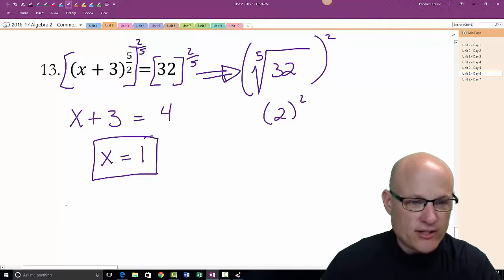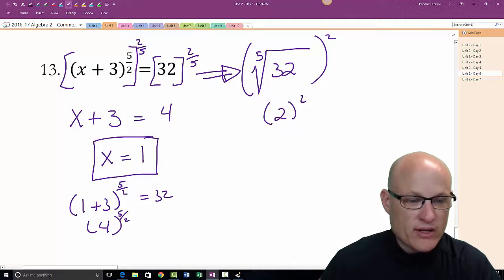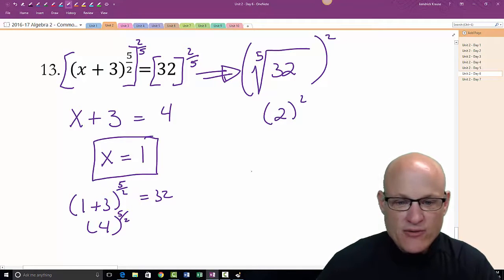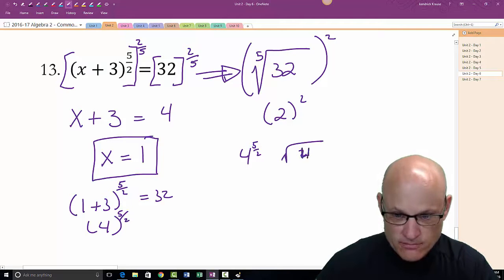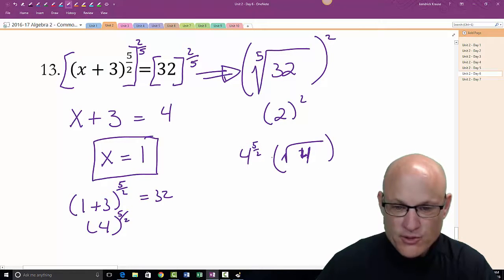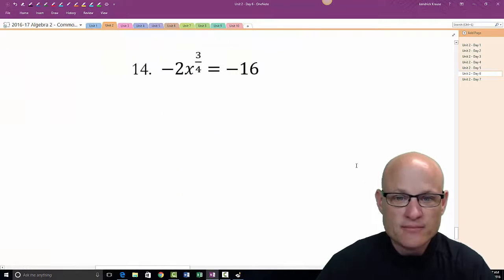By the way, you want to check it? Check this out. We're going to do 1 plus 3 to the 5/2. Does that equal 32? Well, this is 4 to the 5/2. Okay, well, what does 5/2 mean? 4 to the 5/2 means square root of 4, the 2 goes here, then to the 5th power, or 2 to the 5th. And we just satisfied that that was 32. All right.